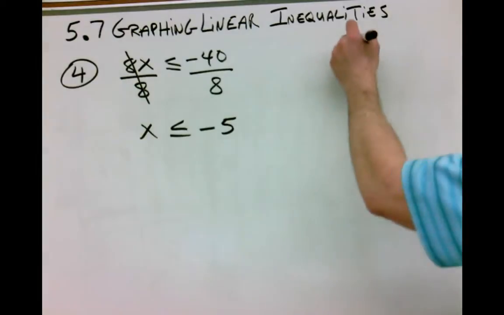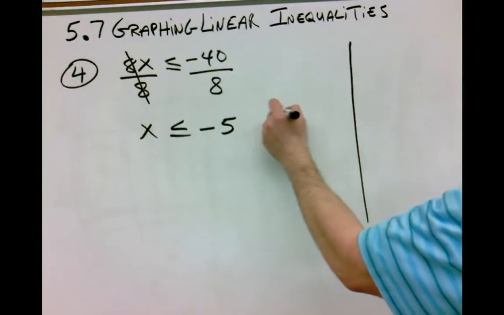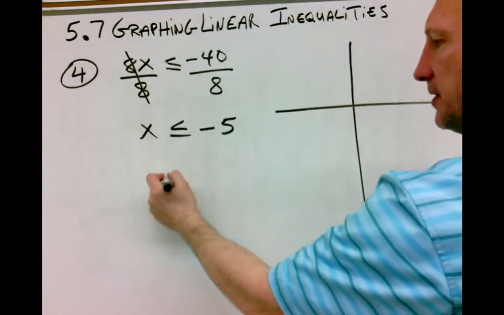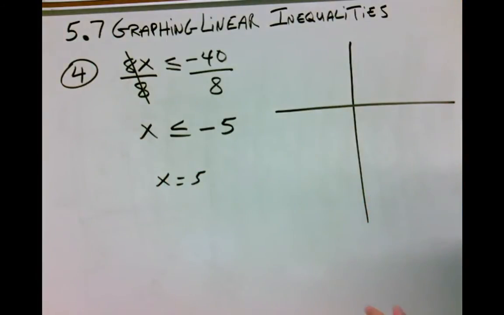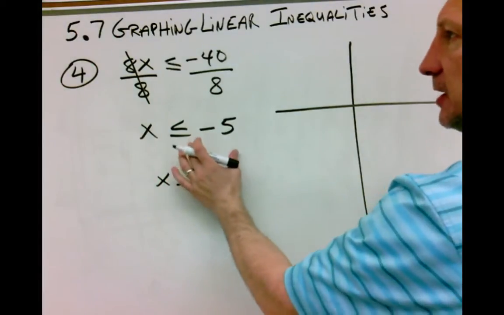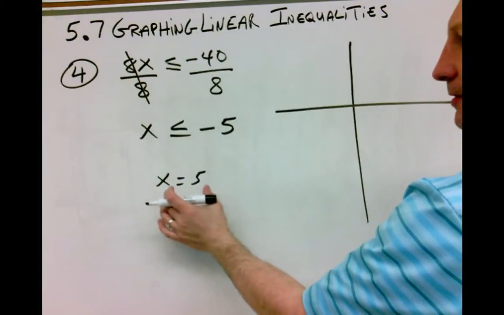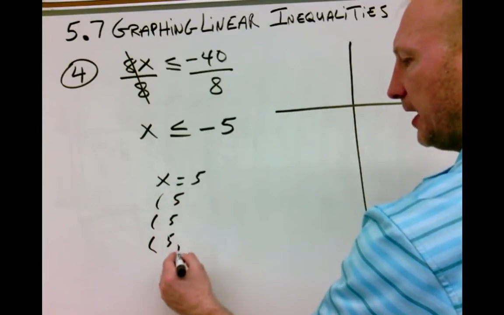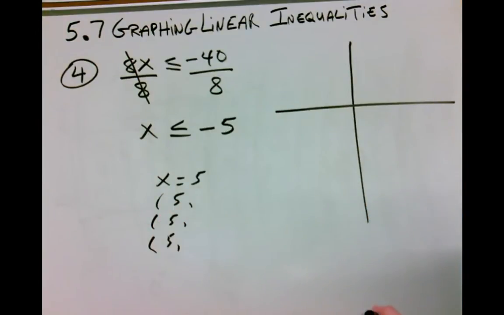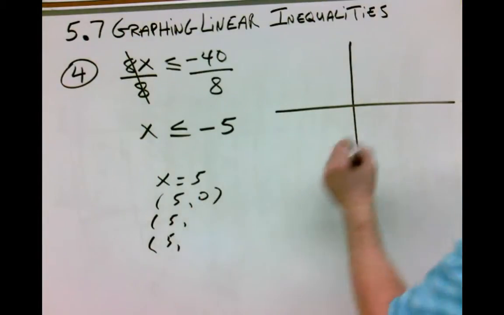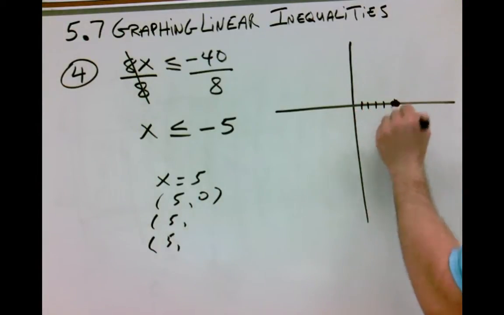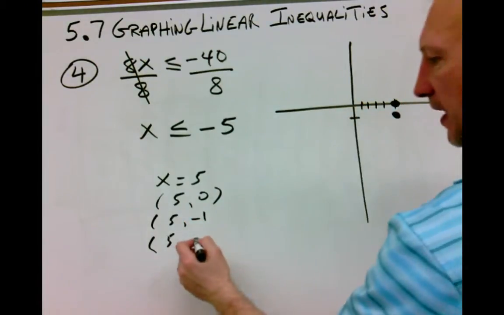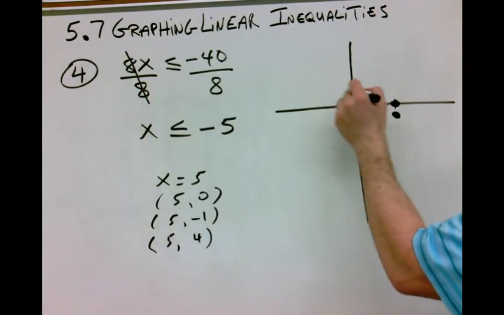And now I graph. So I make my line, and I try and graph. Now what this would mean, if it was just a line, not an inequality, then I could say this really means millions and millions of points on a line where each and every time the x value is always going to be 5. It could be (5, 0), (5, 1), (5, 2), (5, 3), (5, 4), (5, -1).